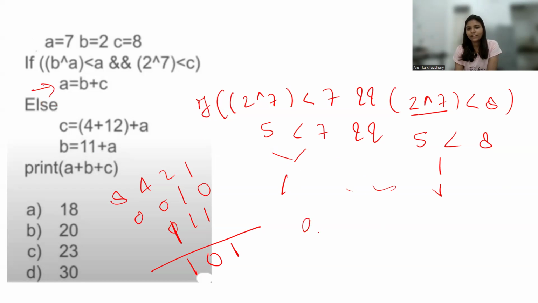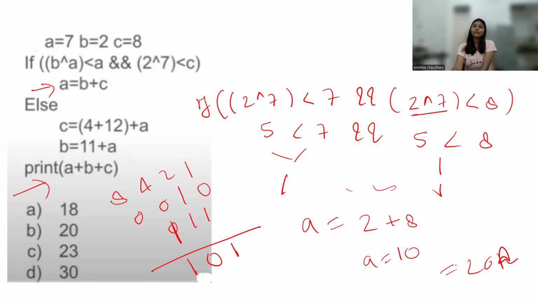So it will become A assigned B plus C. B is 2, C is 8. So A will become 10 and we will come here to print A plus B plus C. So 10 plus B value is 2 and C value is 8. So it will become 20, right? So 20 will become our final answer. A plus B plus C will become 20. So 20, option number B, will be the correct answer for this particular question.